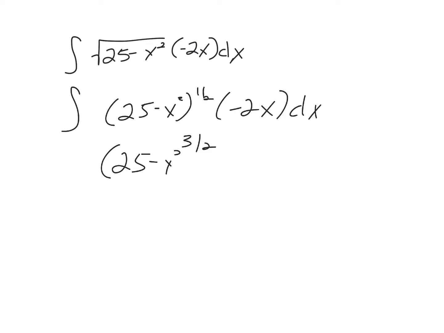And multiplied by, or excuse me, divide by 3 over 2, which is like multiplying by 2 over 3. Integral goes away, my bad. Plus c. The negative 2x goes away. Remember, you divide it by 3 over 2, flip the fraction, you get 2 over 3.